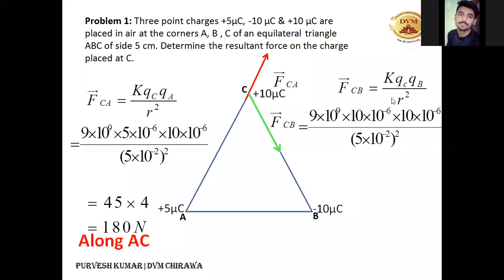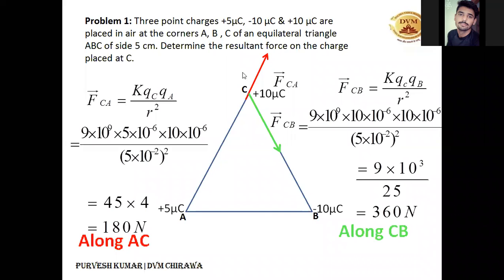And it is divided by R square, the distance between the two charges, and this R square is the square of 5 into 10 to the power minus 2, because the side is 5 centimeters. Up till now, I hope that it is very much clear to you. Now, when you solve it, you'll be getting 9 into 10 to the power 3 divided by 25, that comes out to be 360 Newton. So the magnitude of FCB is 360 Newton. And we also have to mention the direction, because it is a vector quantity, the direction is along CB.